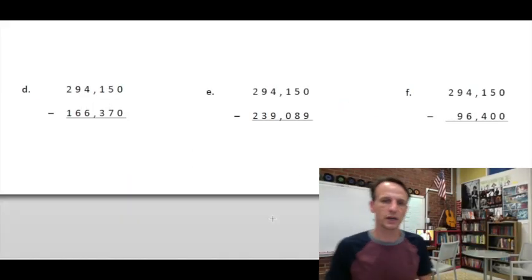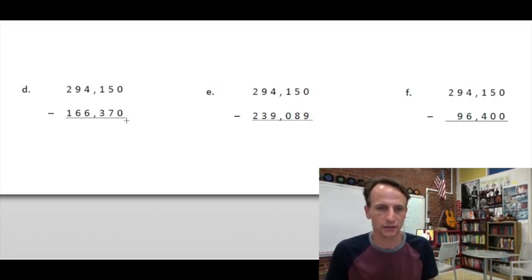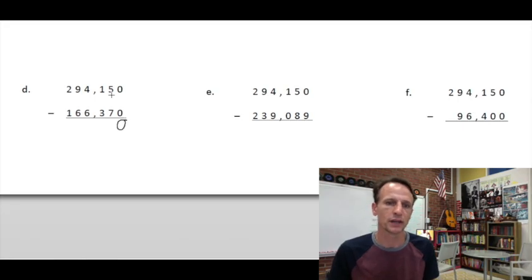Yes, y'all, here we are. D, E, F. Let's dive right in. 0 minus 0. Oh, they have mercy on us. All right, that's 0. But here we go. 5 minus 7. We need to. You got it.